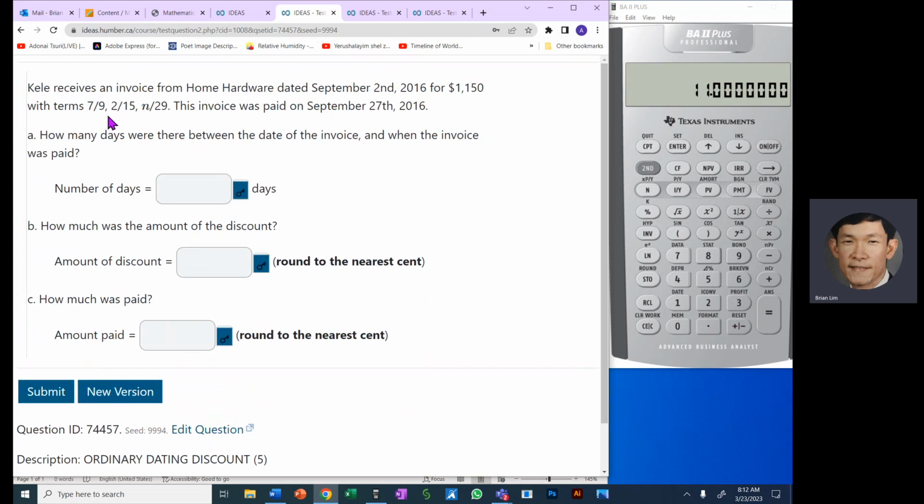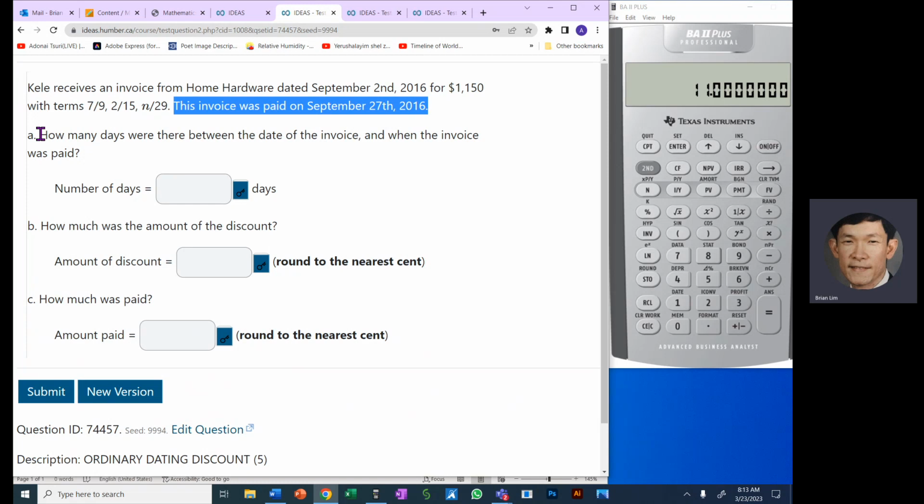Let's look at this question here. Kelly receives an invoice from Home Hardware dated September the 2nd, 2016 for $1,150. And these are the terms here: 7% if paid within 9 days, 2% if paid after 9 days but paid within 15 days from the date of the invoice. And then no discount after the 15th day to the 29th day, but the invoice must be paid on the 29th day after September the 2nd. Okay, so this invoice, now we're focused on, it was paid on September the 27th, 2016.